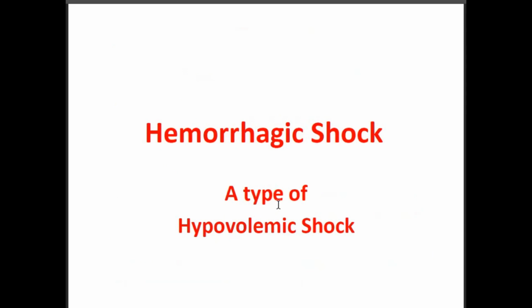Okay, so let's talk about hemorrhagic shock. Hemorrhagic shock, basically you are losing your blood. And when you lose your blood, you are losing plasma, you are losing RBCs, you are losing white blood cells, you are losing that osmotic pressure. So you cannot keep water. So that's why it is classified under a type of hypovolemic shock.